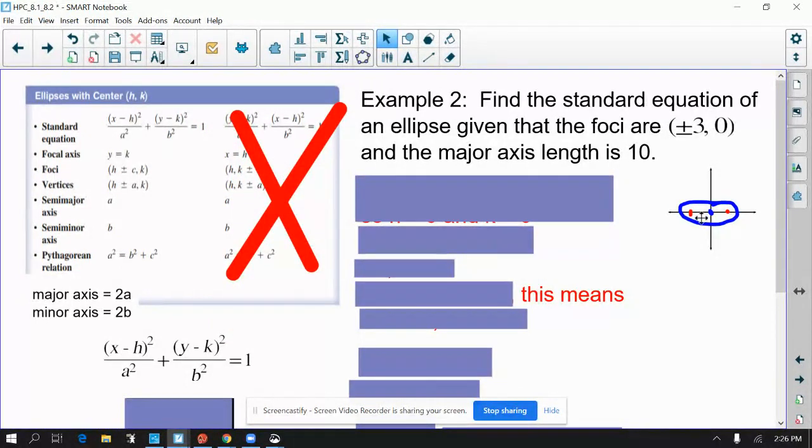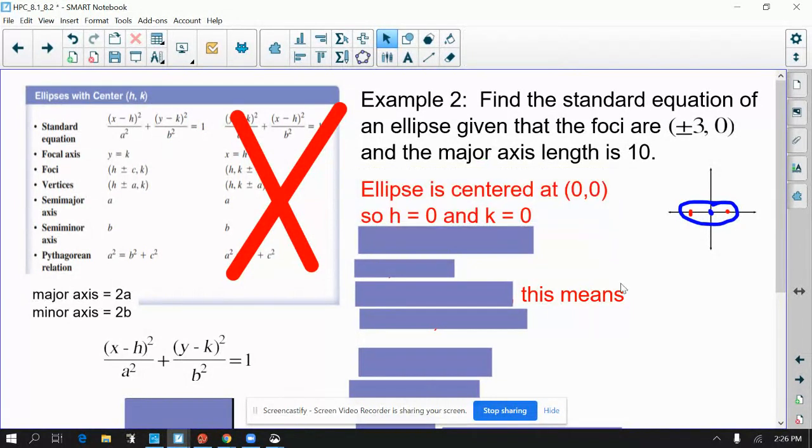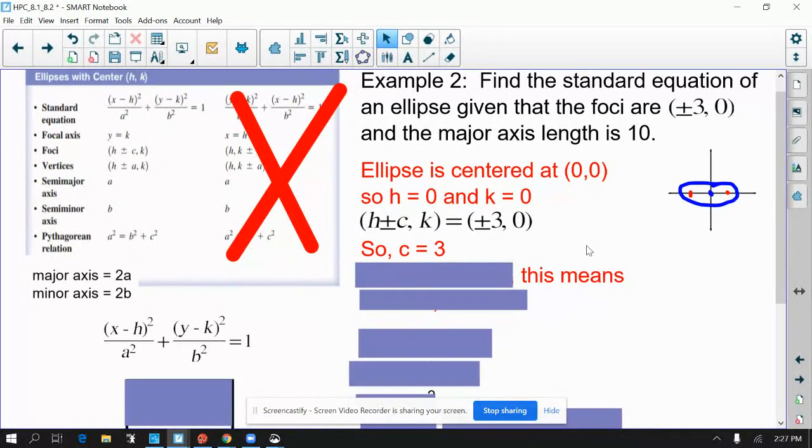And again, since I know my two foci are always equidistant from the center, the center has to be 0, 0. So I know h and k. I have to find a and b. How do I do that? Well, the foci tell me. Well, at least they help. The foci are plus or minus 3, 0. Well, here the foci is h plus or minus c, k. So that means k has to be 0, doesn't it? And since h is also 0, c has to be 3. C has to be 3.